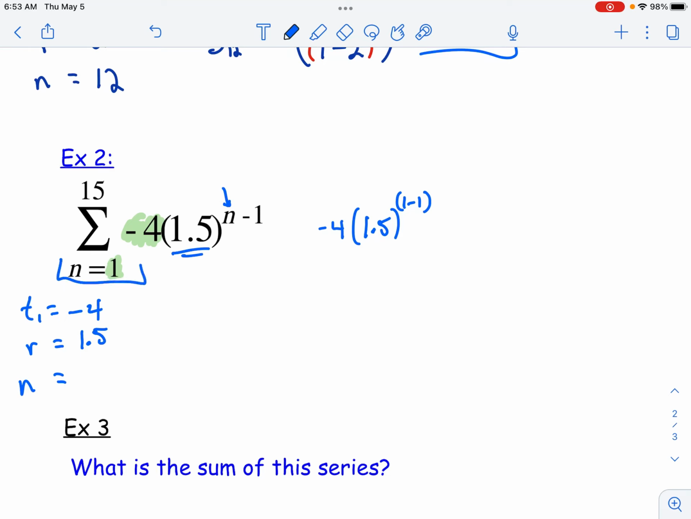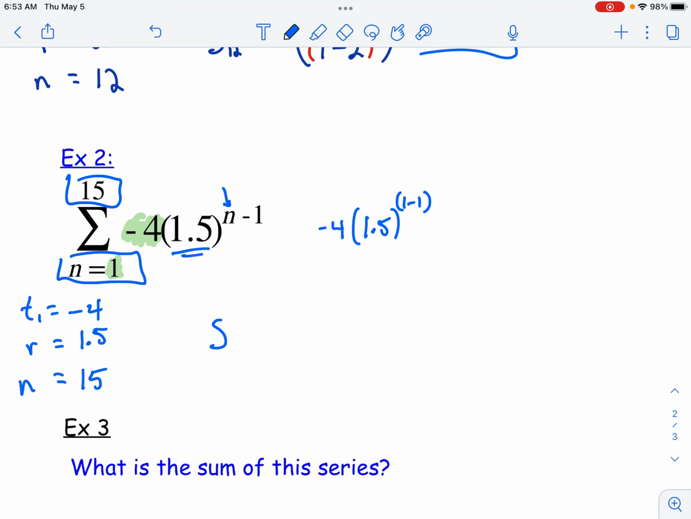Well, if we're starting at 1 and we're ending at 15, from 1 to 15, that is 15 numbers. And some people might say, well, isn't that 14? Because 15 minus 1 is 14. But you also have to include 1. So if you're counting 1, 2, 3, 4, 5 up to 15, that's 15 numbers.